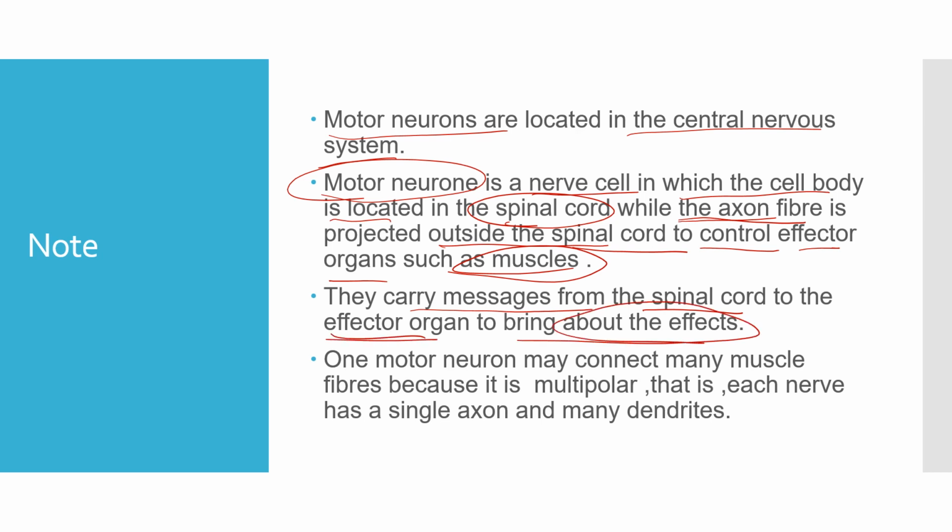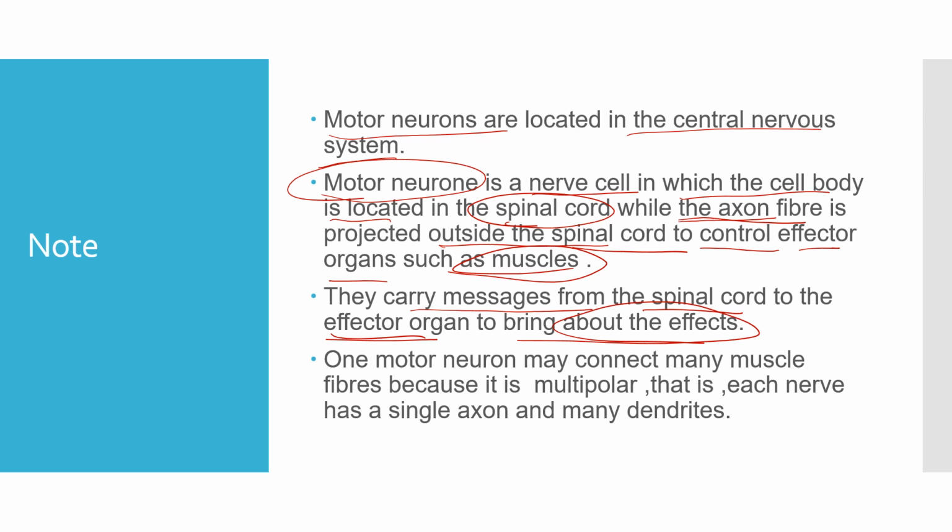So as in the spinal cord the cell body is located, and in the outer part, that is in the muscular part, the axon is located. So the effector organ is bringing about effects. So this is how the motor neurons are transmitting their messages or impulses.